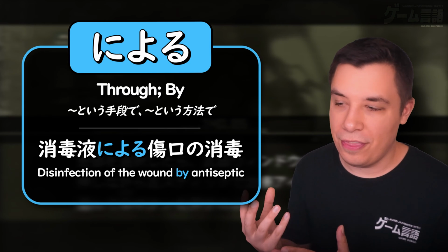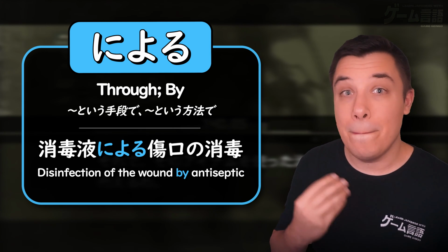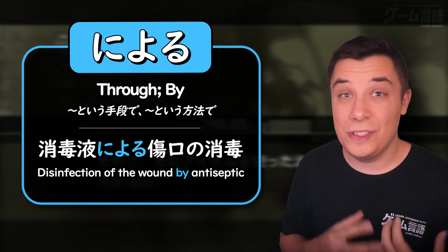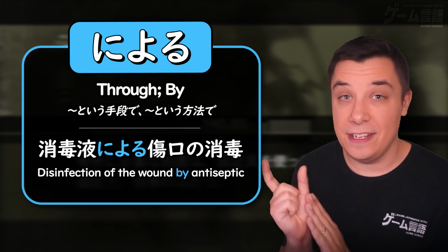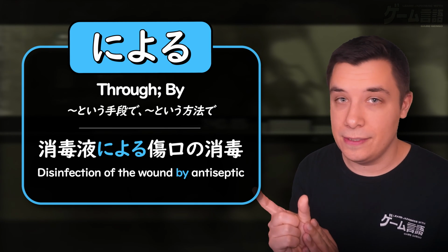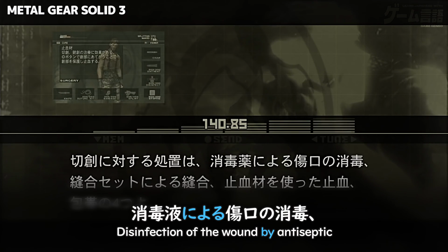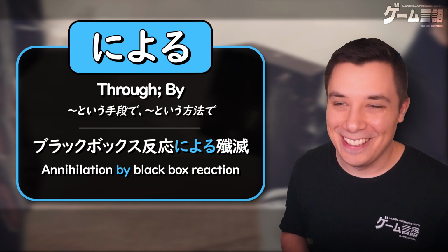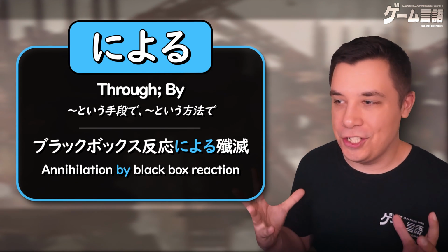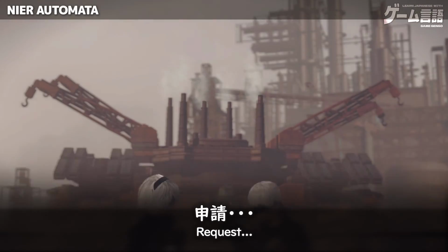Like here in Metal Gear Solid 3, disinfection of the wound by antiseptic, or suturing by a suture kit. So here, niyoru is almost acting like the de particle, marking the means. 切創に対する処置は消毒薬による傷口の消毒、縫合セットによる縫合。 Like here in Nier Automata, annihilation by the black box.